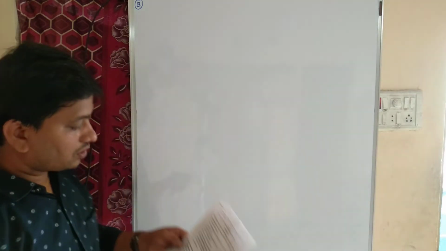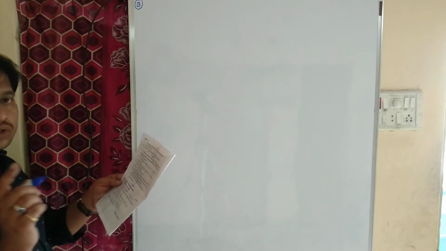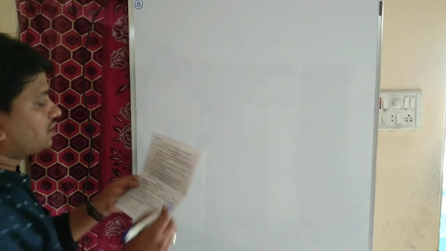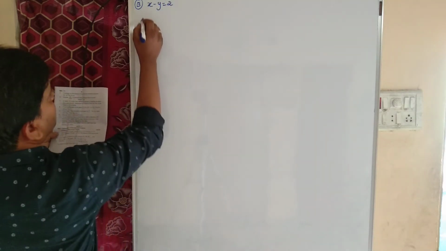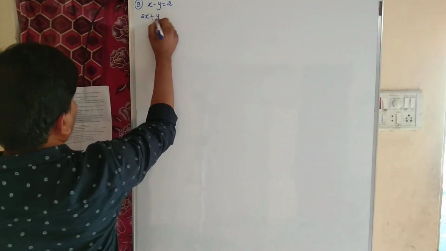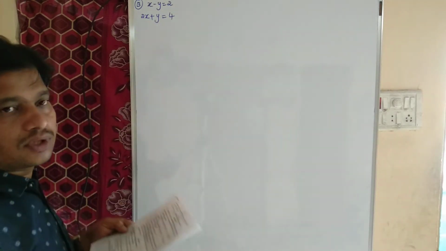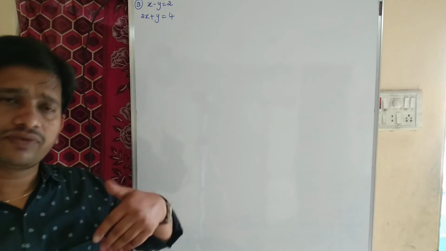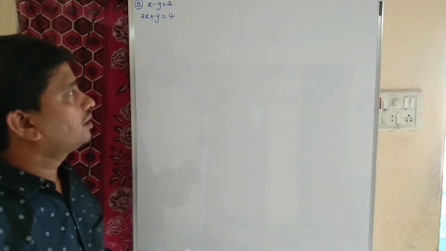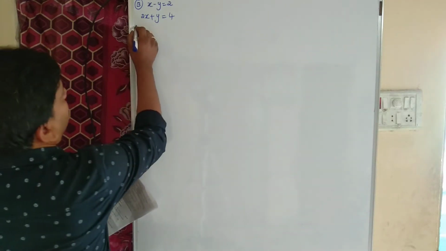Okay children. So coming to 13th question, solve the pair of linear equations x minus y equal to 2. Second equation 2x plus y equal to 4. They did not mention either substitution method or elimination method. Then that is our wish, we can do it any method. Okay. Better let us go with elimination method.